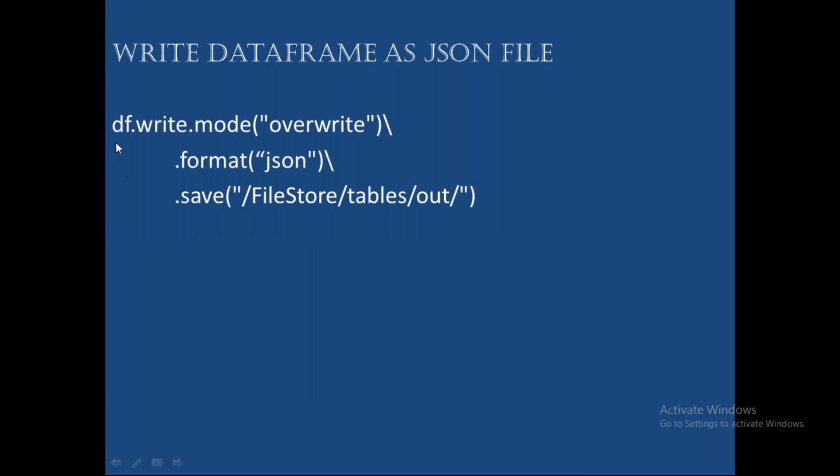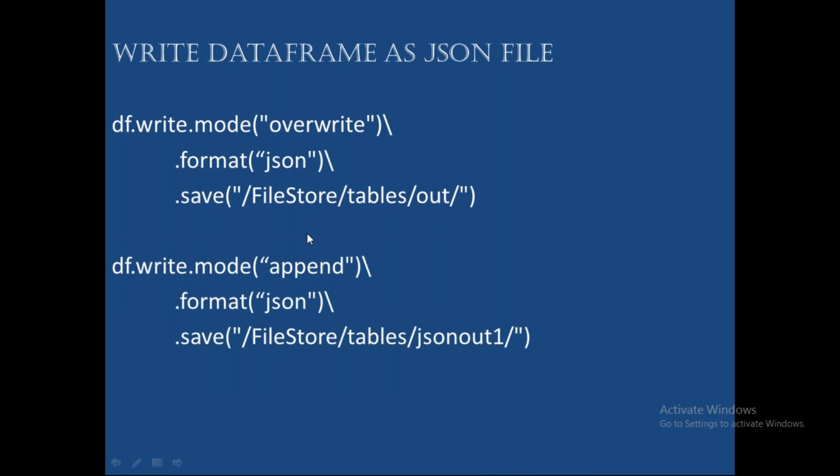Now let me show you how you can write the data. This is how you need to write the data. df.write.mode, the mode is overwrite and the format is JSON, and I want to save this data into this location. Okay, this is overwrite mode. Suppose you want to write in append mode, we know append, the format is JSON, and into this particular location I want to save this content.